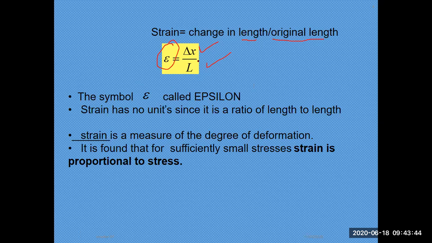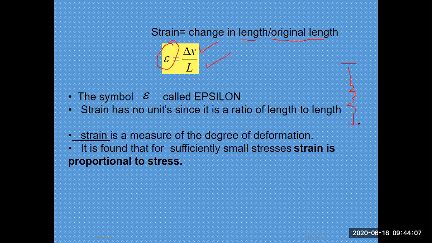There is a technique used in physics: if there are two physical quantities and the ratio between them results in no unit. It is found that for sufficiently small stress, strain is proportional to stress. It is basically called a law which we will study, that is Hooke's law.